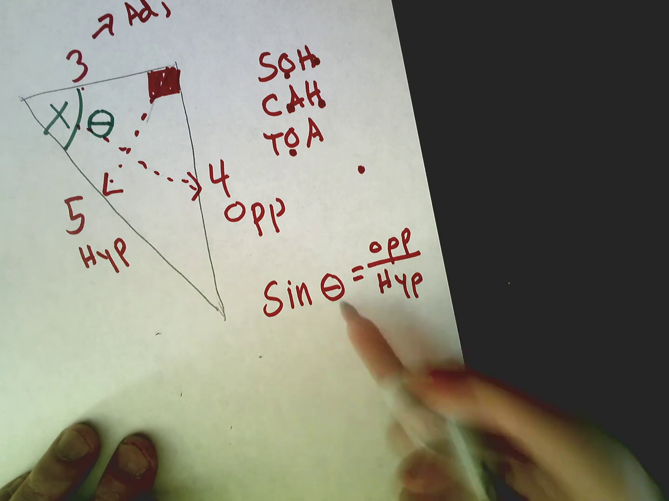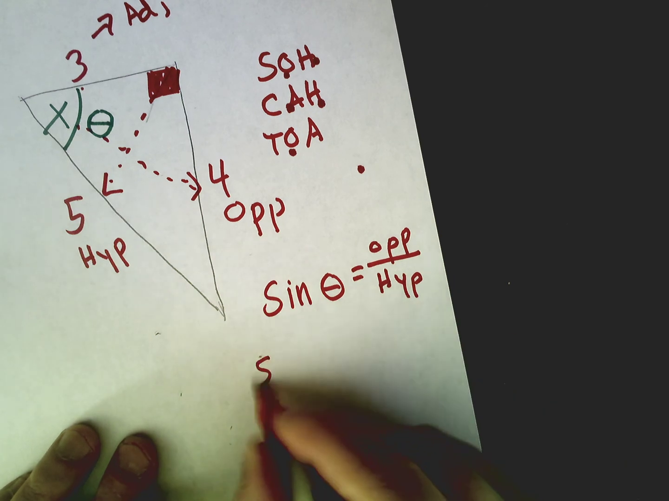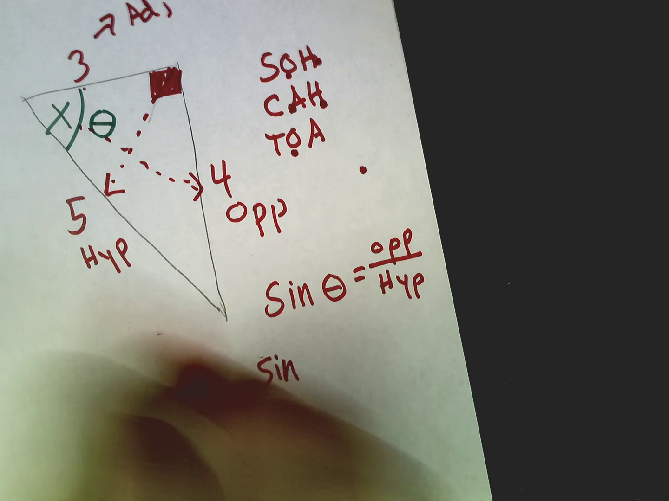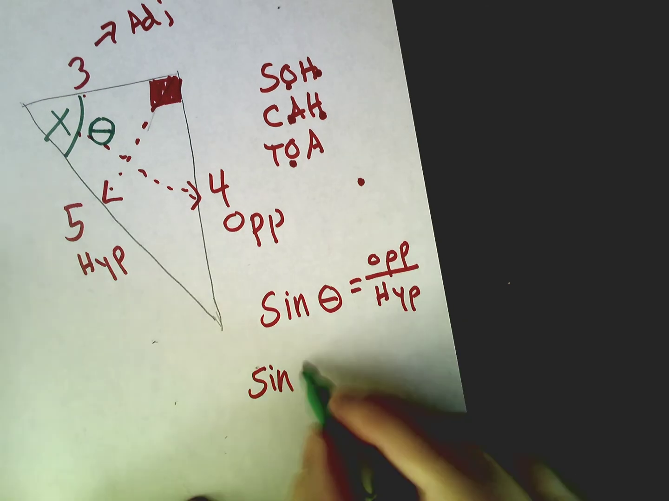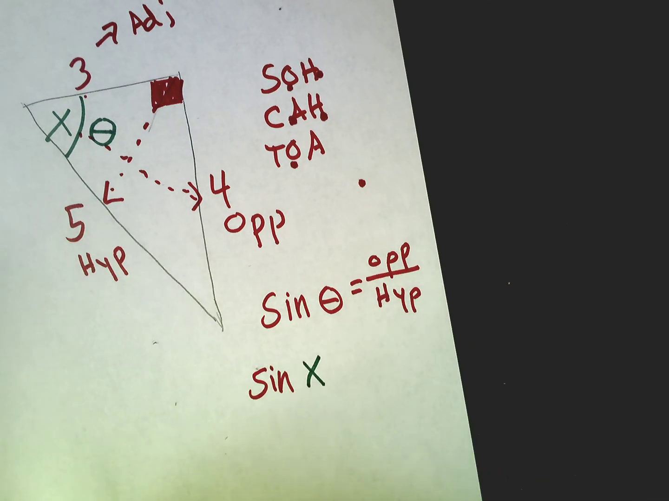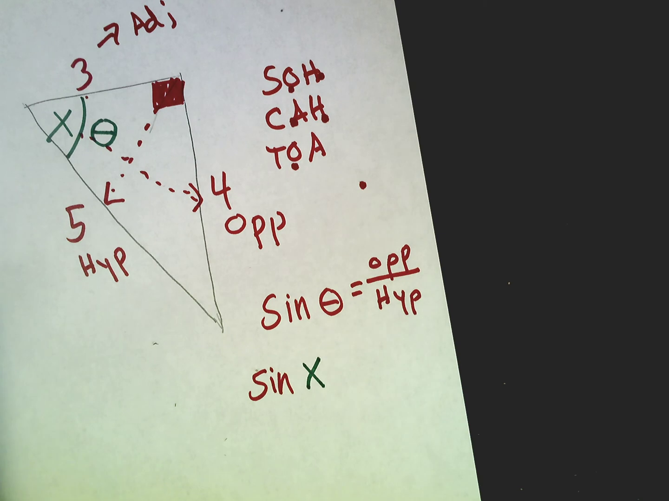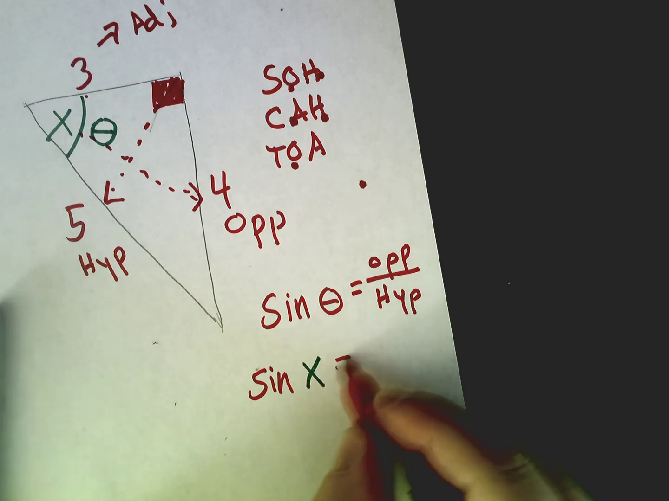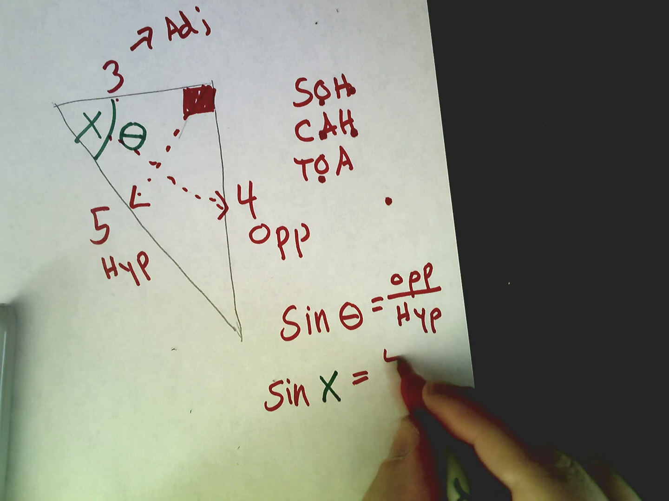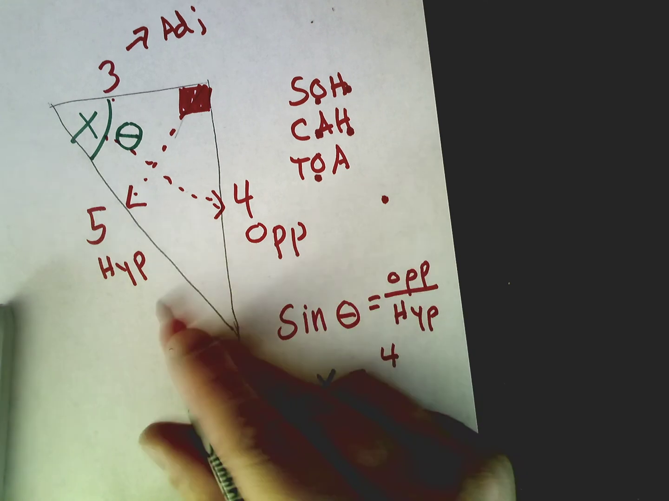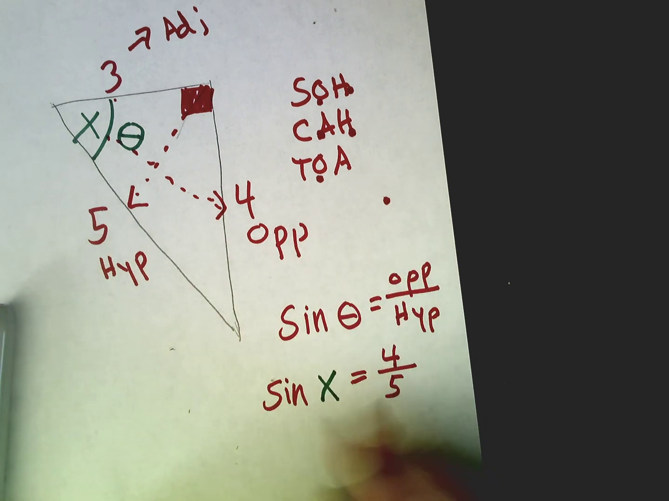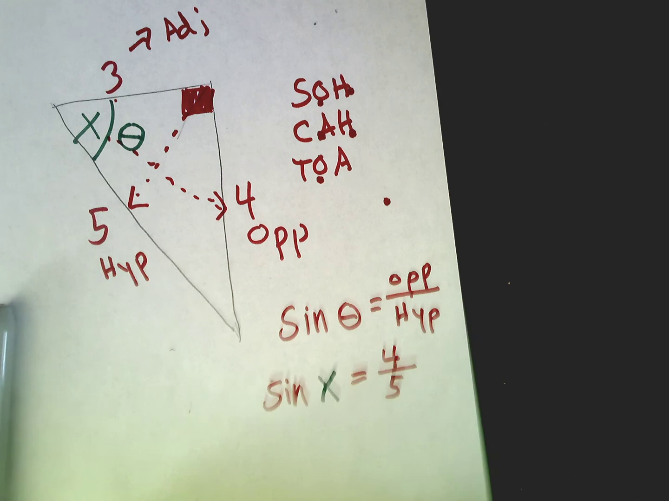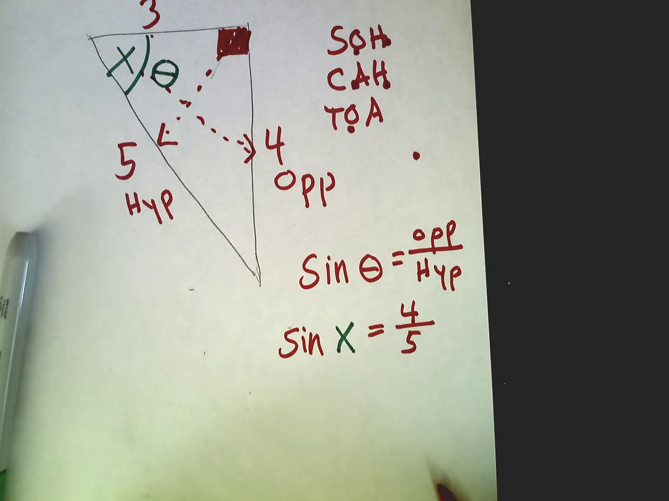Now, I got to solve for theta. So I'm going to write this out again. So sine theta is still my unknown. It's my x in this case, sine of x. And my other side is my opposite. I pick 4. And my hypotenuse is 5. So sine of x is 4 over 5. So I have to reverse this to get this.